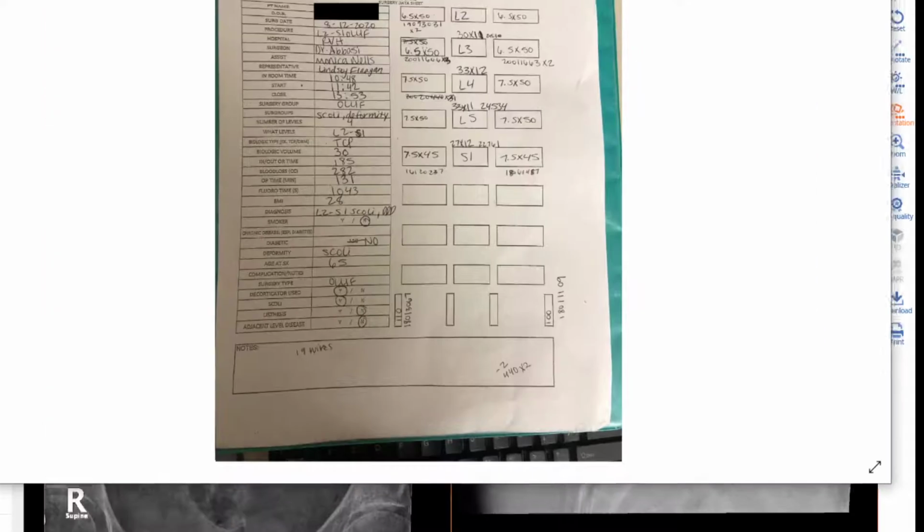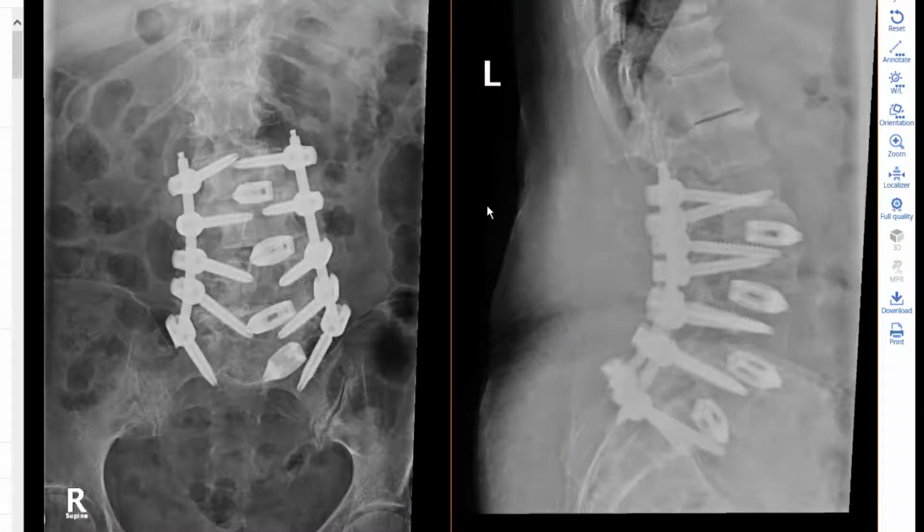But considering that a 4-level fusion for scoliosis can easily be an 8-9 hour surgery, this is still pretty good. Our blood loss as well was a little more than usual, 282. That is because we had to spend more time in the OR. Patient did very well, was discharged within 2 days, and overall I was very happy with the end result.